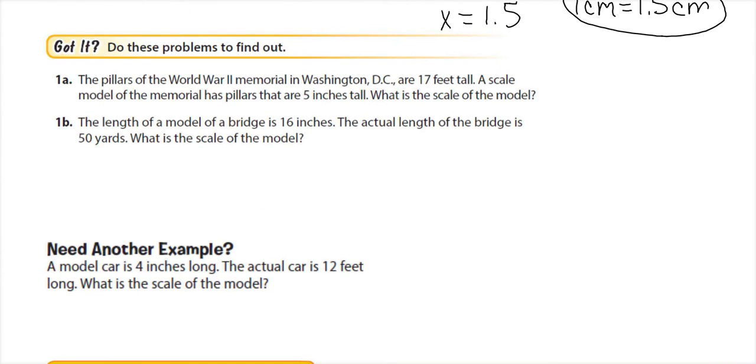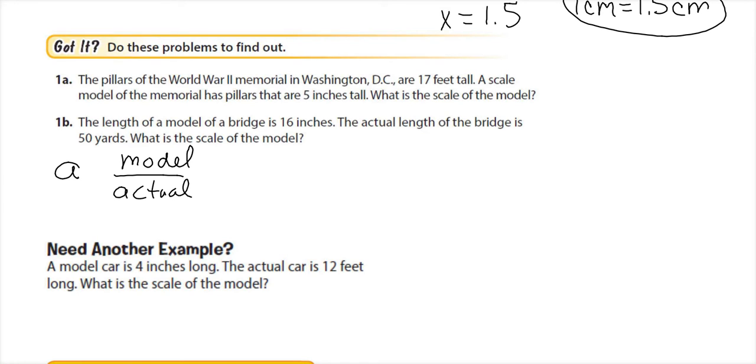All right, let's go ahead and try these by yourselves. If you're still not sure, just stay with me, and we'll figure this out here in just a second. Okay, it says the pillars of the World War II Memorial in Washington, D.C. are 17 feet tall. A scale model of the memorial has pillars that are 5 inches tall. What's the scale of the model? Okay, so in this case, again, we have model over actual.